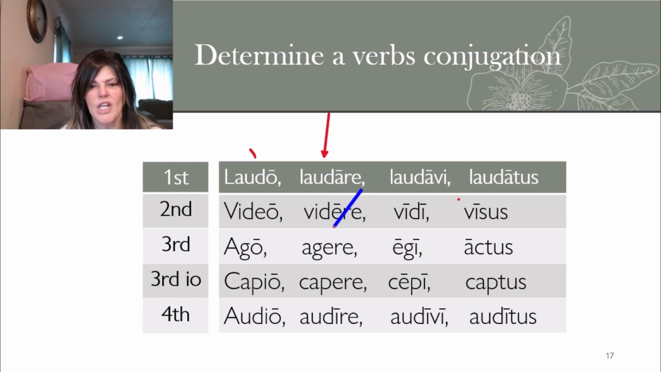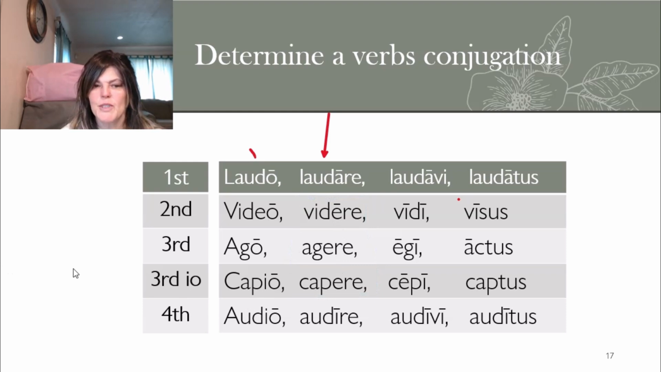Second conjugation is a long ERE. As you see right there. The third conjugation is a short ERE, which you see in third and third IO. So macrons are actually important. They tell you a lot of things. The only way you're going to know based on the infinitive is that second conjugation has a long ERE, and third has a short ERE. Okay?